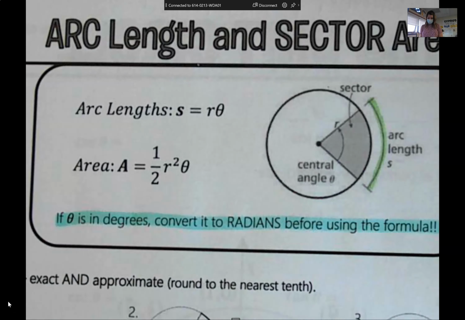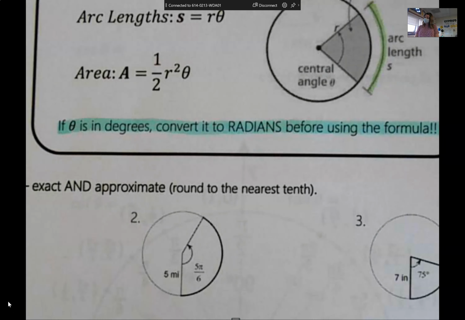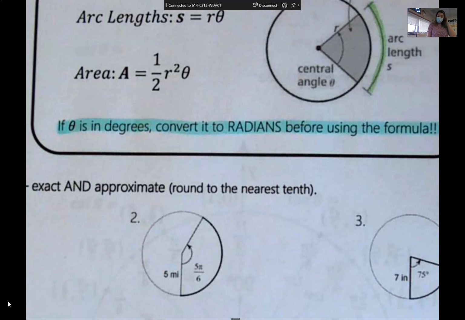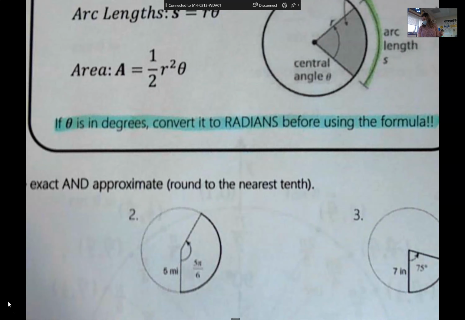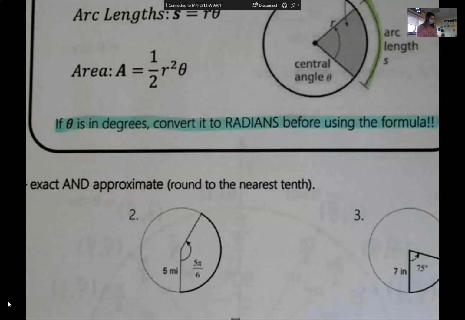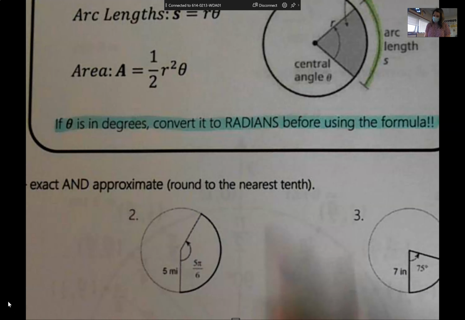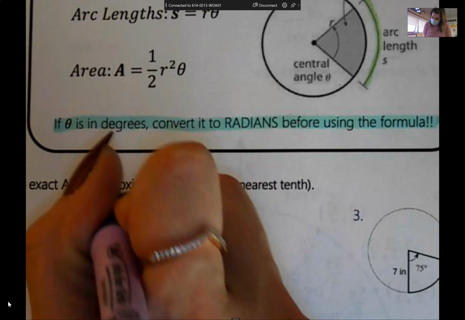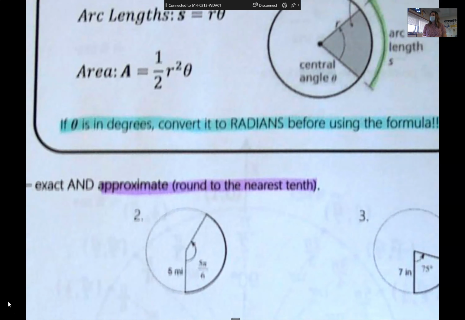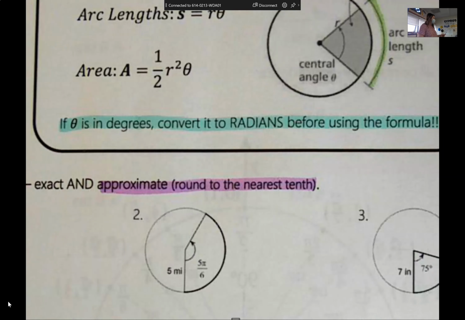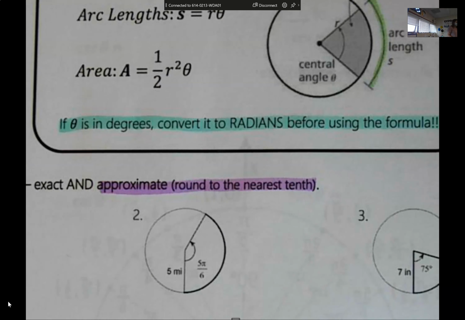Okay, we're going to number 1. Find the arc length. It says find the exact and the approximate. We're just going to do the approximate. So we are going to round everything to the nearest tenth, and that's what your Canvas quiz will also have you do. So we're finding S on all of these first ones.